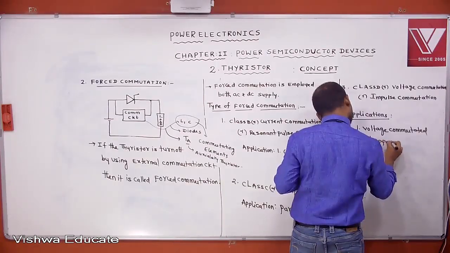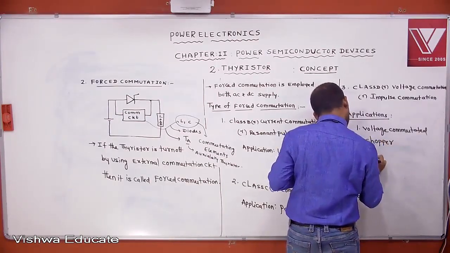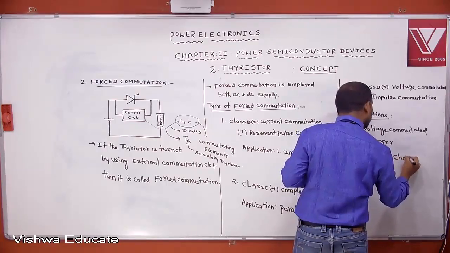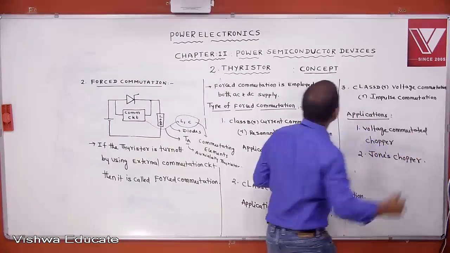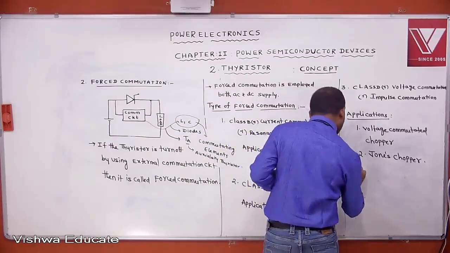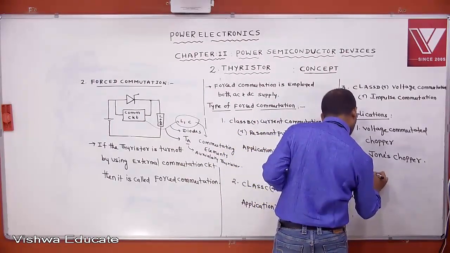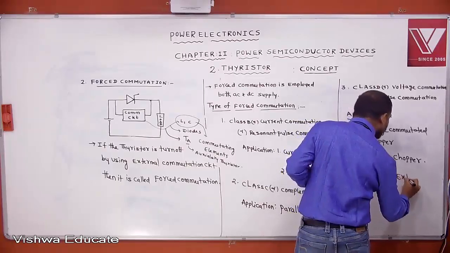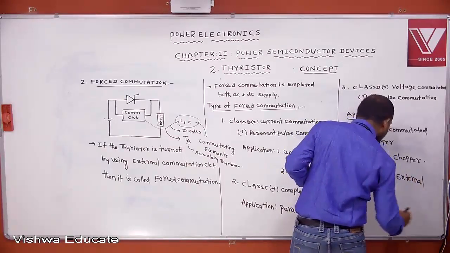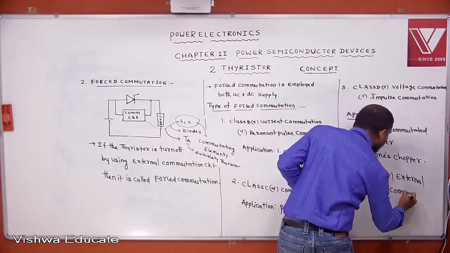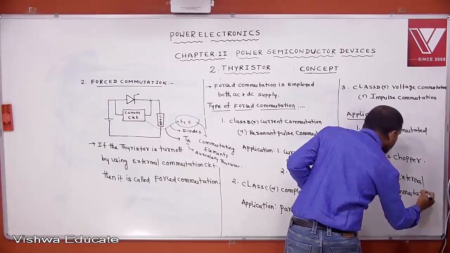Another one is the Jones chopper. The next one is class E, or external pulse commutation. These are the different commutation methods we are using.